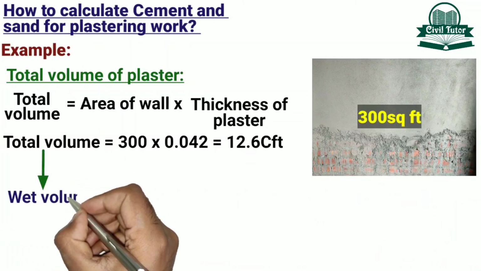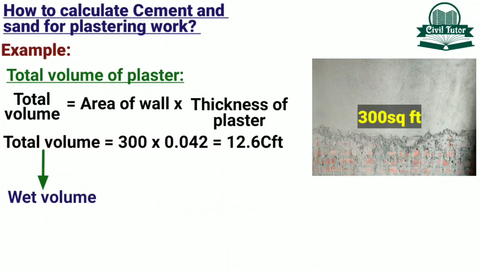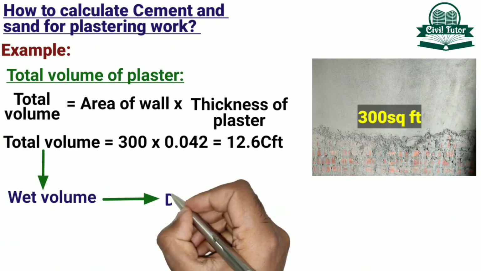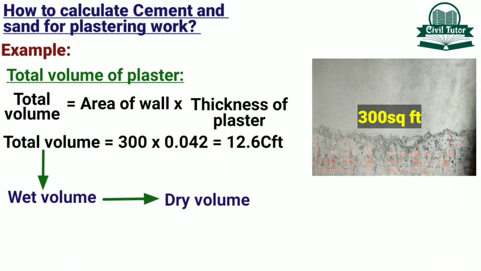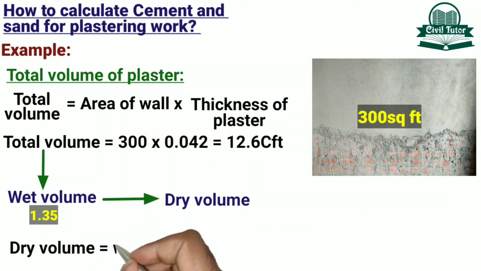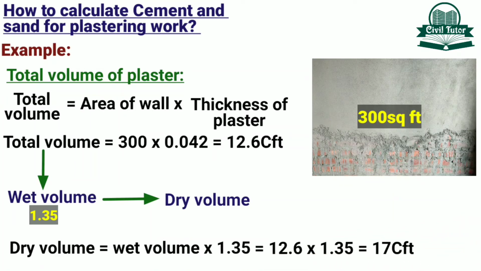This total volume is the wet volume of plaster. So we need to convert this wet volume to dry volume by multiplying the wet volume to a constant 1.35. So dry volume will be equal to wet volume into 1.35. Hence dry volume will be equal to 17 cubic feet.